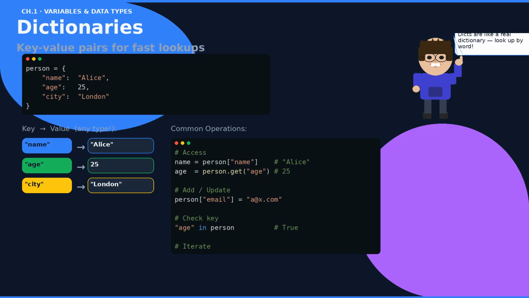In the next chapter, we'll learn how to use operators and conditionals to make our programs intelligent and responsive. Keep practicing, and I'll see you in chapter 2.